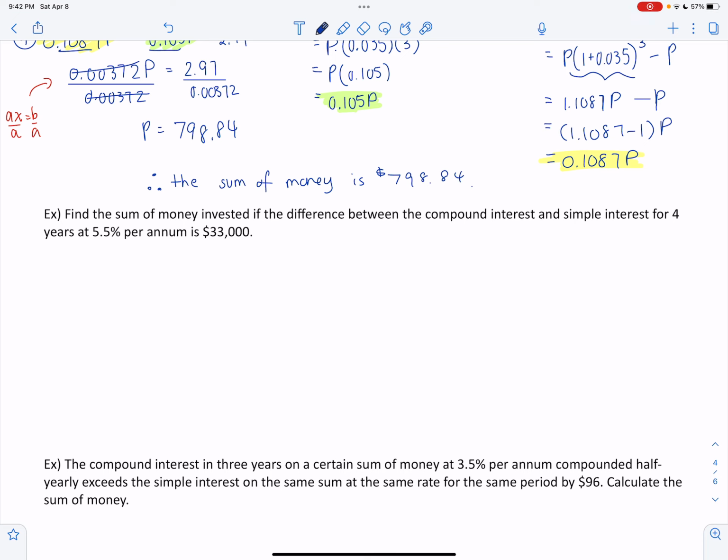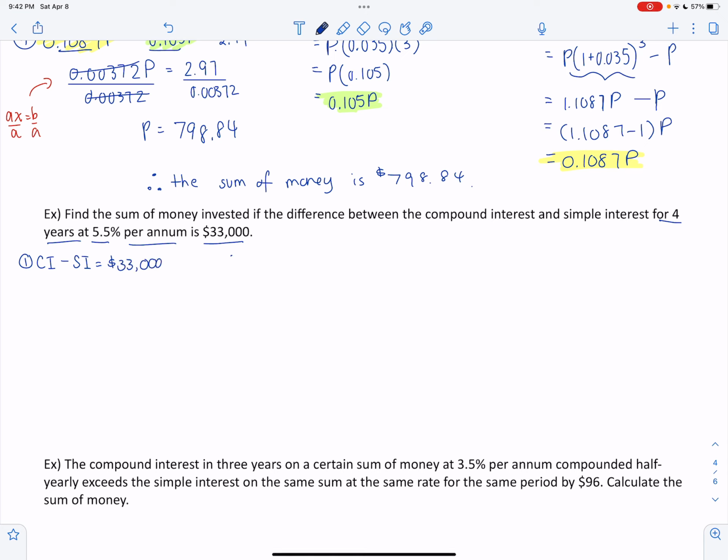Okay? Another way to ask you is: find the sum of money invested if the difference between compound interest and simple interest for 4 years at 5.5% per annum is this big number, $33,000. Same method used. We're always going to start with number 1. Compound minus simple is $33,000. This is going to give us a huge amount of money.